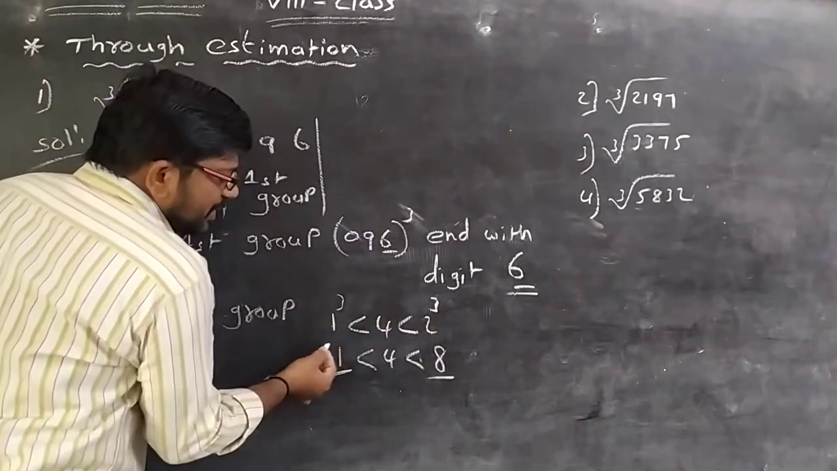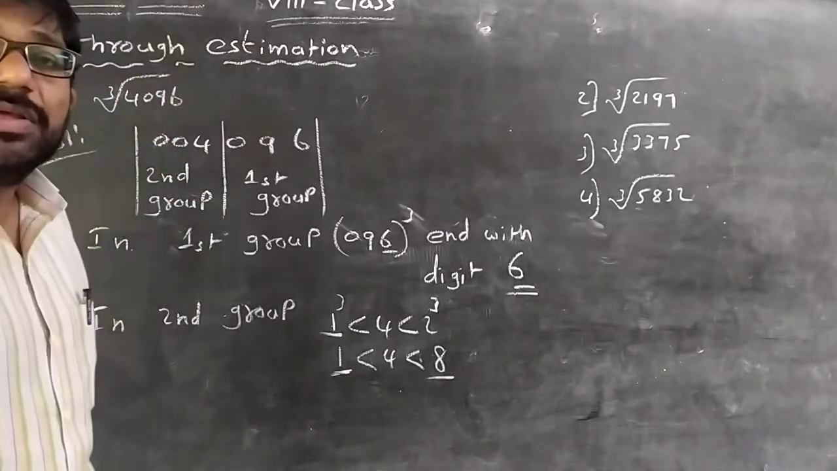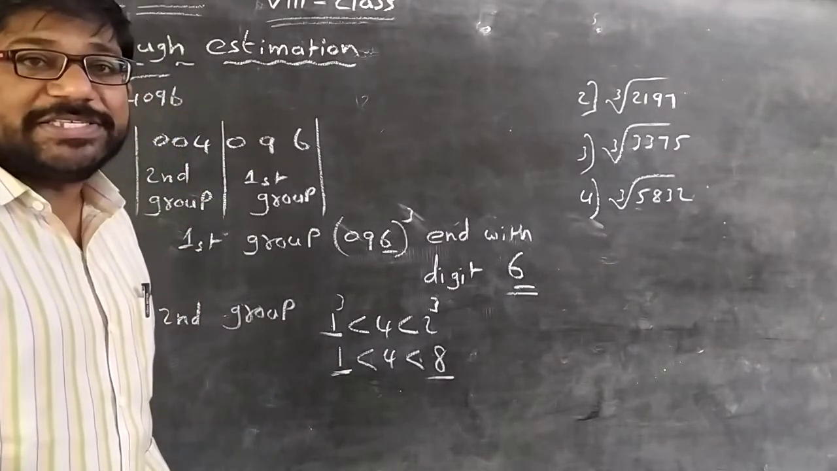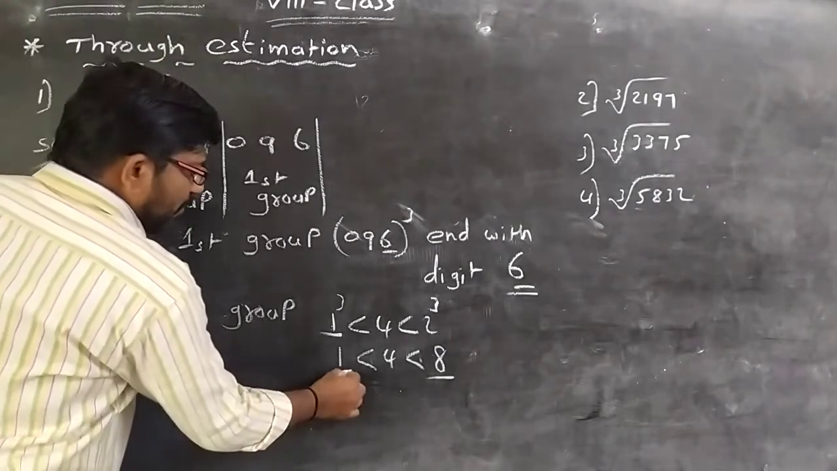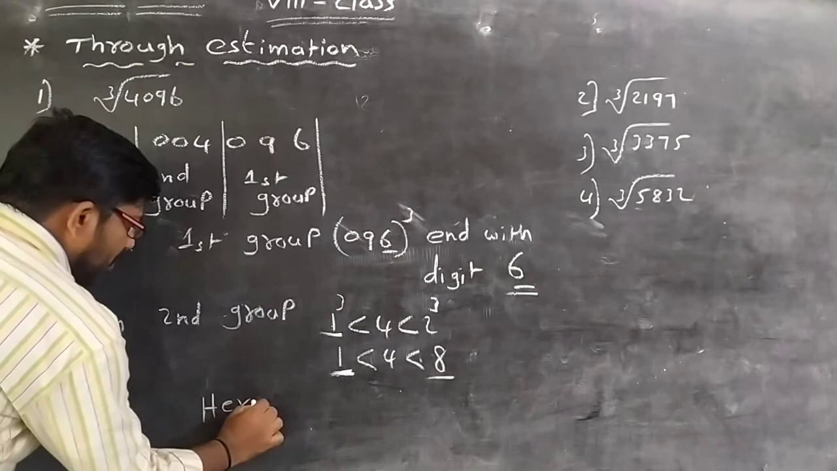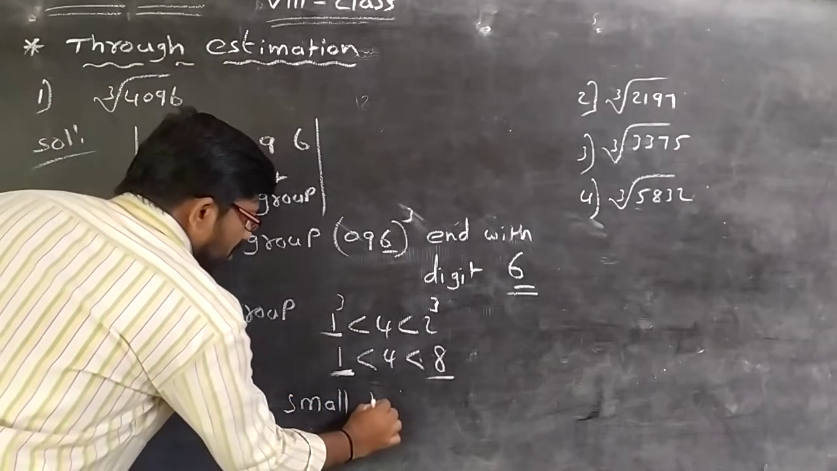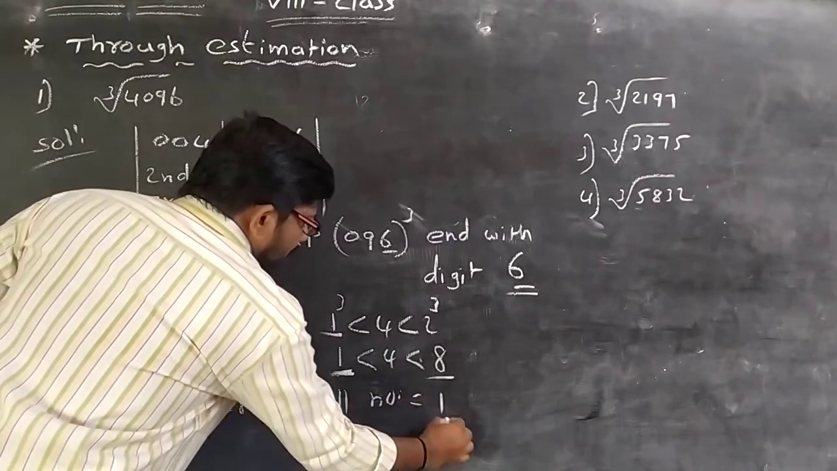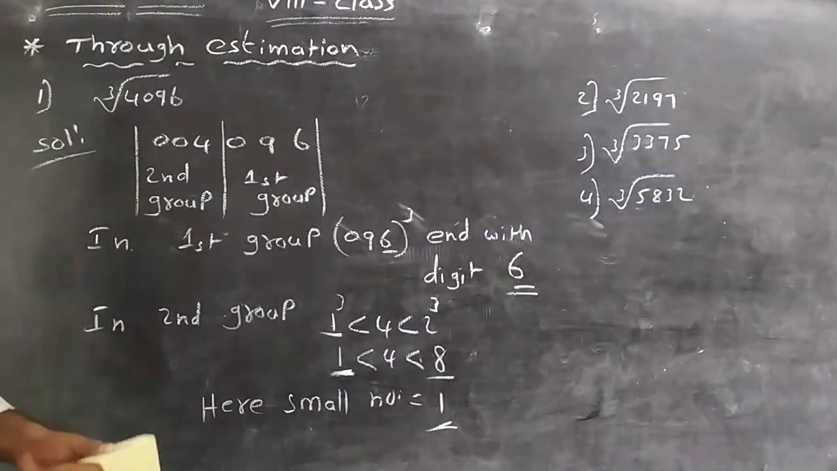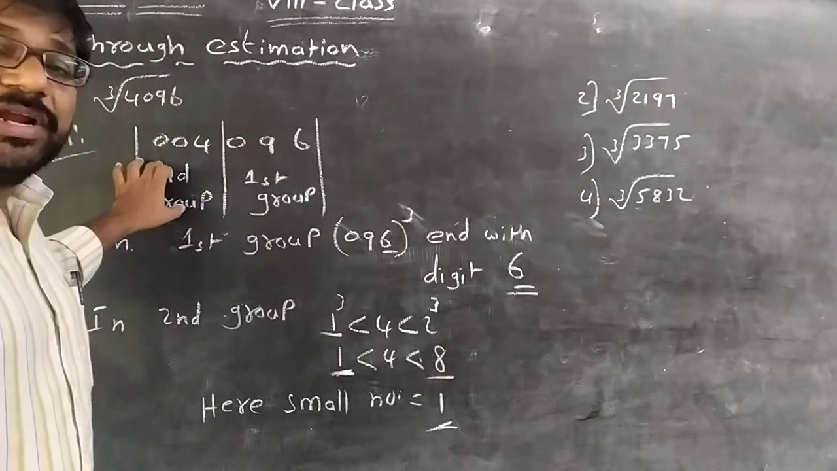In this, which is the smaller one, that is 1. We should take 1 in the tens place. Right? So that is 1. Here the small number is 1.